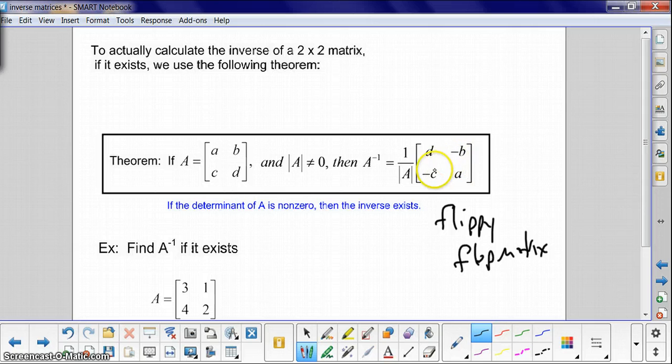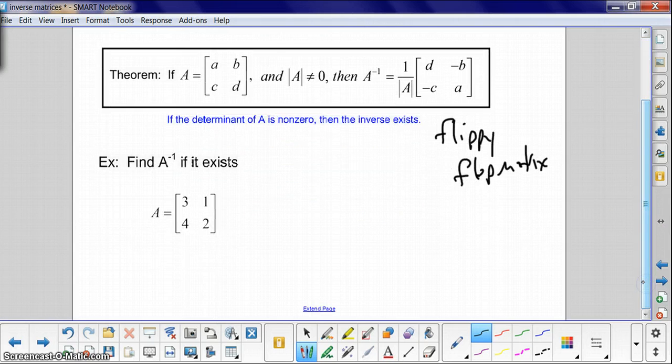So this is something you're going to want to memorize how to do. A inverse is equal to 1 over the determinant multiplied by the flippy-flop matrix, where in the flippy-flop matrix you switch the locations of the first and the fourth, and you change the signs of the second and the third. And as long as the determinant is not 0, the inverse will exist.